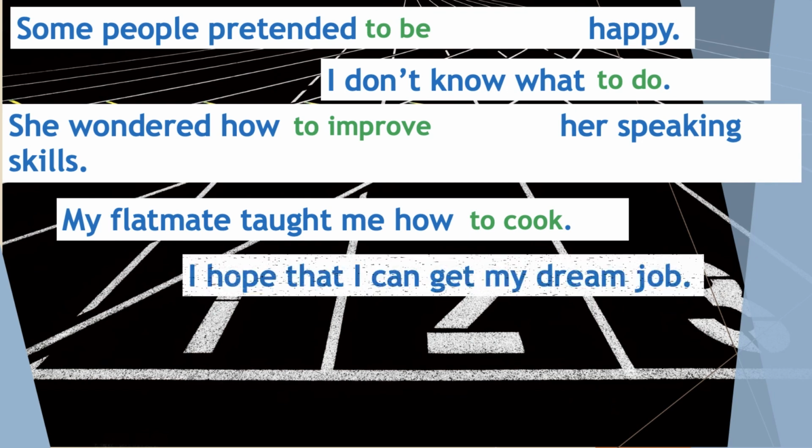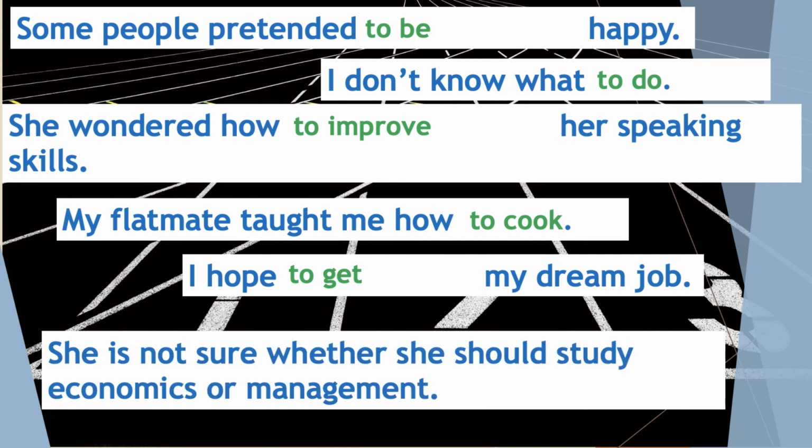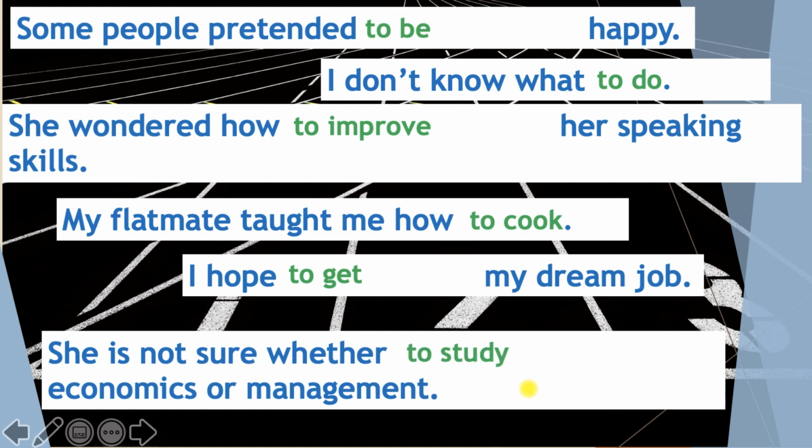Let's reduce this one. I hope that I can get my dream job. How can we reduce it? That I can get will change into to get. And the last example, she's not sure whether she should study economics or management. Whether she should study economics or management is the noun clause part. Subjects are the same, okay? Noun clause coming after an adjective. So how can I reduce it? Whether to study, okay? I keep whether and I insert to verb 1.